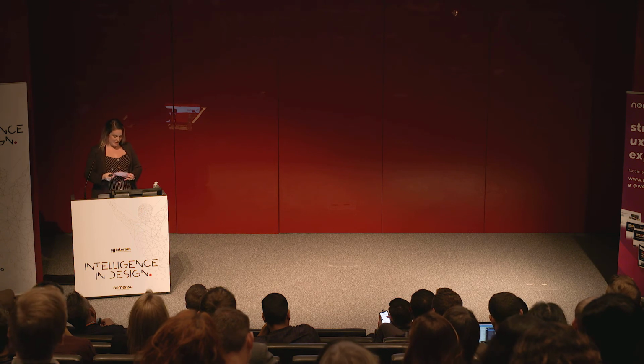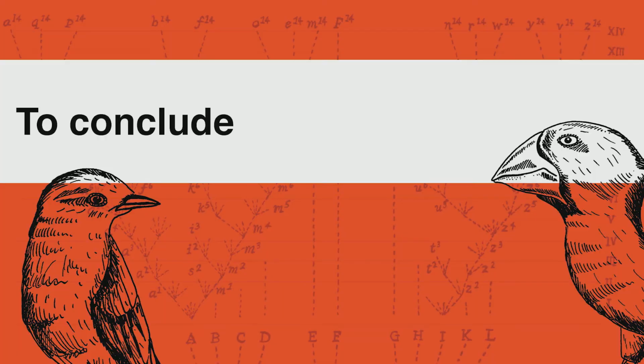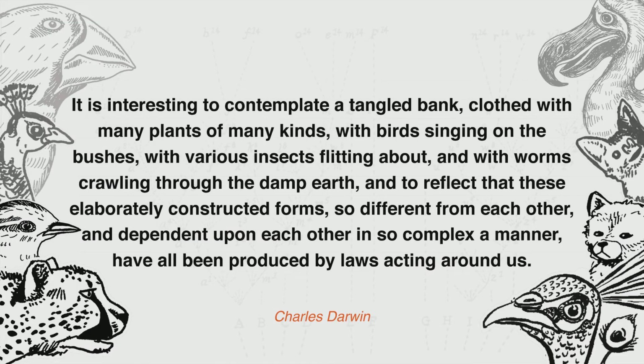So I'm going to leave you with Darwin's conclusion from The Origin of Species. It's interesting to contemplate a tangled bank, clothed with many plants of many kinds, with birds singing on the bushes, with various insects flitting about and with worms crawling through the damp earth, and to reflect that these elaborately constructed forms, so different from each other and dependent upon each other in so complex a manner, have all been produced by laws acting around us.